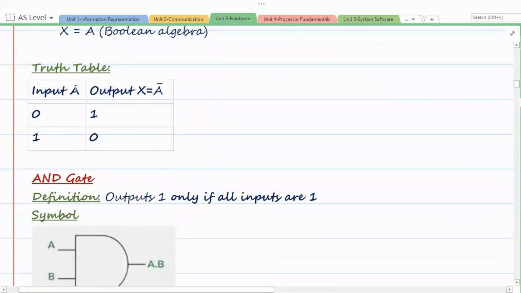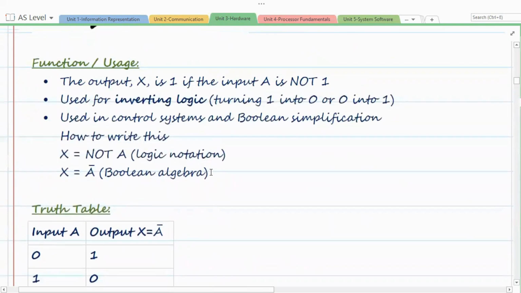So as I said, all the combinations of input are represented in a truth table. As a NOT gate has only one input, there are two combinations, 2 raised to power 1, so it can be either 0 or 1. Whenever input is 0, output is 1. Whenever input is 1, output is 0. So that's your NOT gate.